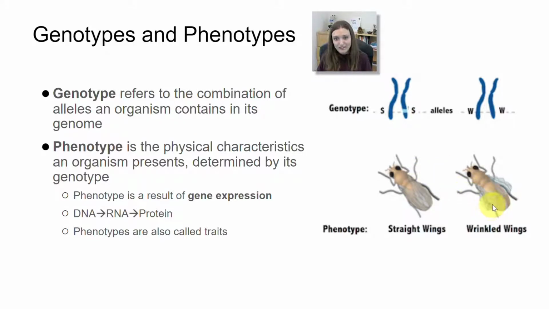This fly over here, look at its wings, it's kind of wrinkly and weird looking because it has the genes that result in its proteins taking the shape that gives it a little bit of a wrinkly shape to it. Okay, so genotype, combination of genes, combination of alleles. Phenotype is the physical characteristics or traits that are a result of that genotype.